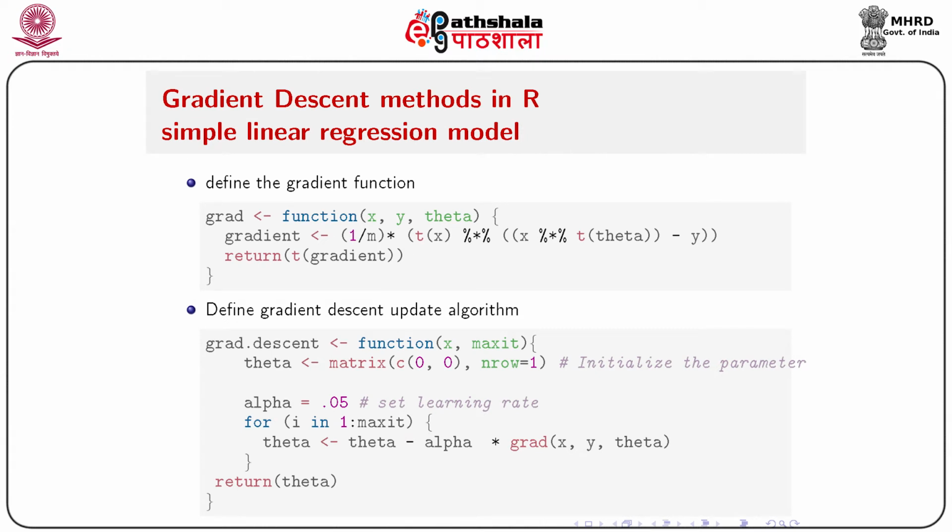So let's apply the gradient descent method and see whether it is comparable or not. To apply the gradient descent method, first of all you have to define the gradient function. Say grad, and this grad function takes three arguments: x, y and theta. So x matrix, y matrix and theta parameter. The gradient equals to, as the formula is already there, the derivative of j theta, that is 1 by m into x prime into x prime x into theta prime minus y.